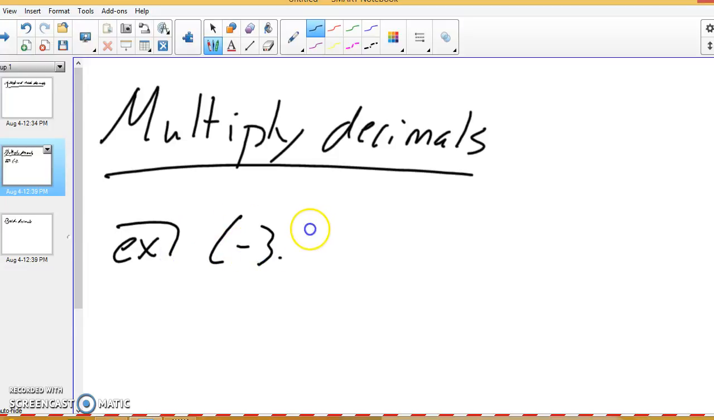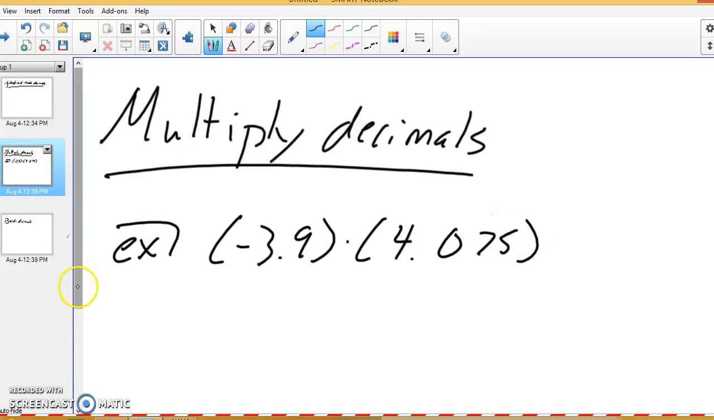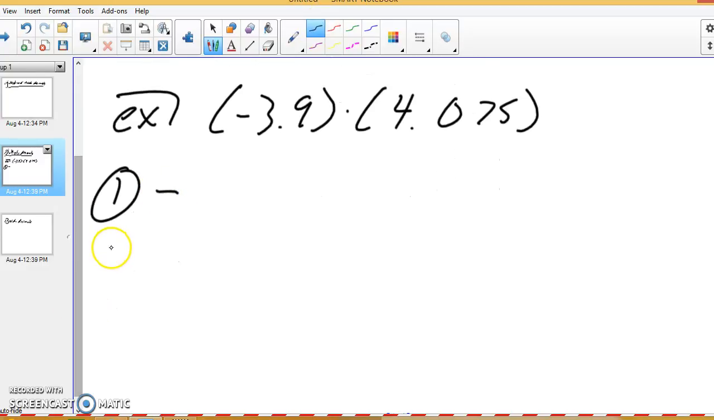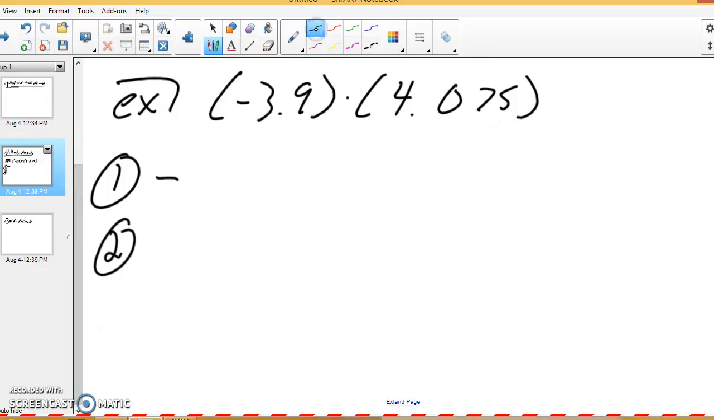So imagine you have negative 3.9 and you want to multiply that by 4.075. The first step when it comes to any multiplication or division is figure out your sign. So we have a negative times a positive. Well, we know that that means our final answer is going to be a negative. Step two is you just simply ignore the decimals and use the regular multiplication algorithm.